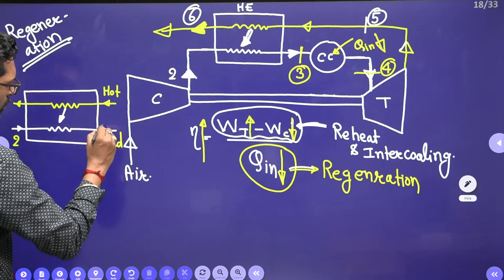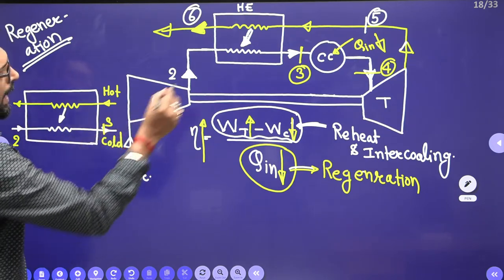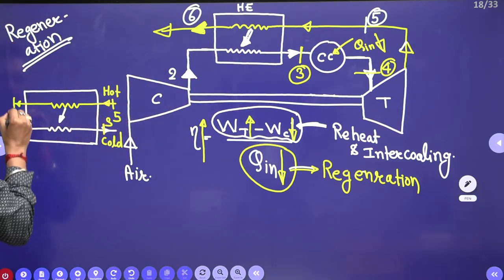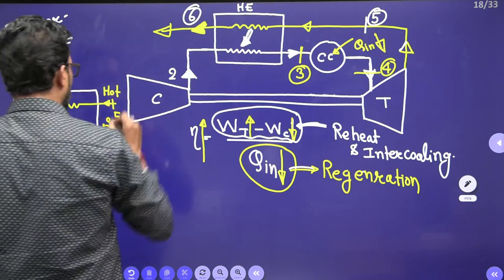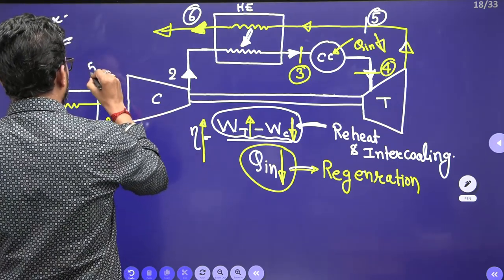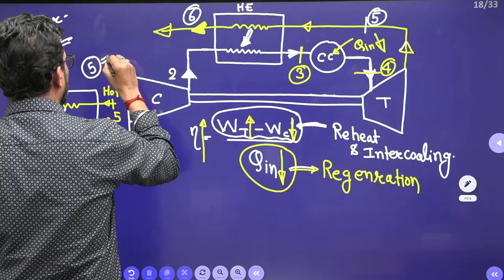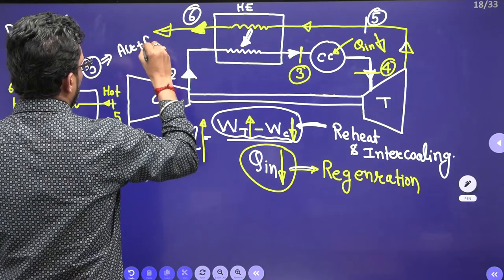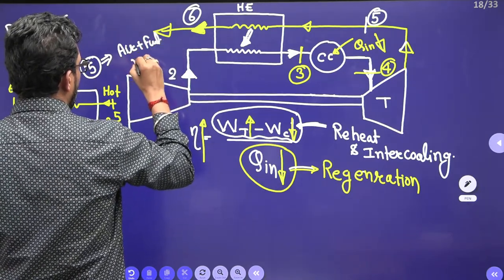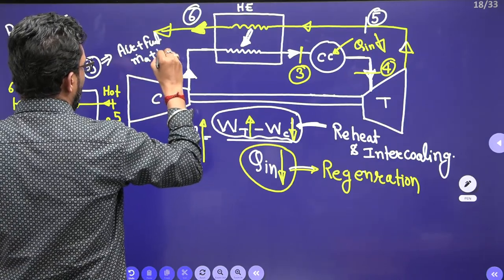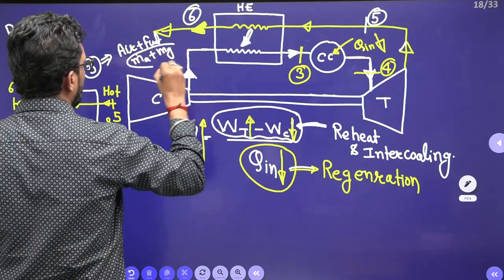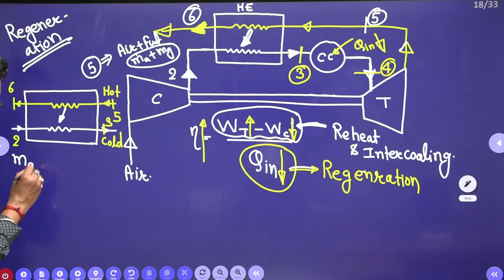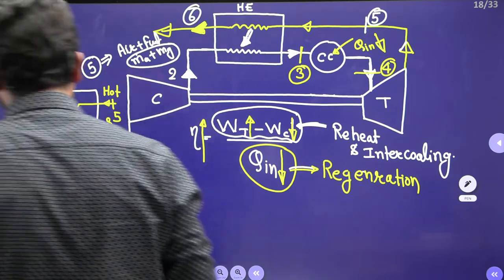This is 2 and this is 3. And 5 to 6, there is 5 and this is 6. So, at 5, what is it? Air plus fuel. Yes or not? That means mass of air plus mass of gas. Yes or not? At 5, but at 2, only mass of air. Yes or not? Only mass of air.